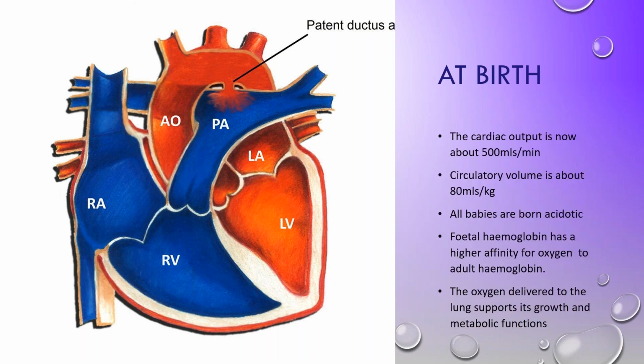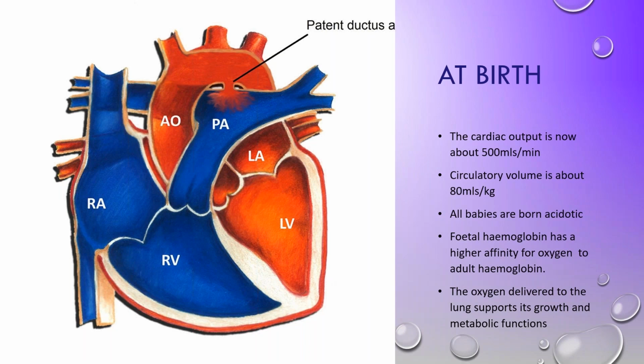Cardiac output is now about 500 mils a minute. Remember that the circulatory volume of this baby is only about 80 mils per kilogram. So if there has been a bleed, and we're going back now to what we recapped, and there has been an umbilical cord tear, or there was a placenta, an APH, so an antepartum hemorrhage, we've got to consider that the baby's blood flow has been reduced, and we might need to give volume to actually get the resuscitation going.